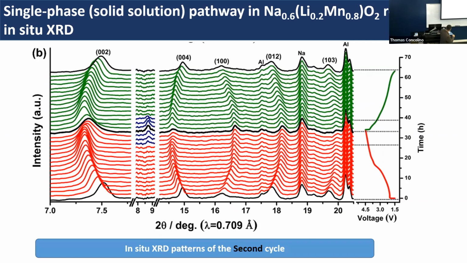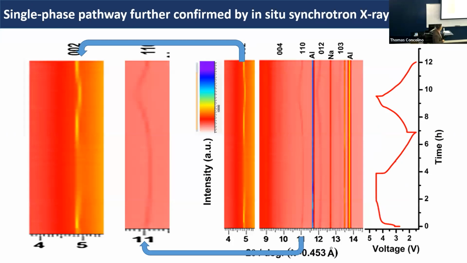We keep going to check the second cycle. You can see that the second cycle also has no phase transition. There's only shifting of the phase, the same phase in P2. And we are not satisfied. We are not confident yet. So we brought this to the synchrotron to use high resolution XRD to check if we missed anything, but we didn't. This is the contour map of the XRD showing another plot of the two cycles. There is only a shift of the peaks, but no new peak.